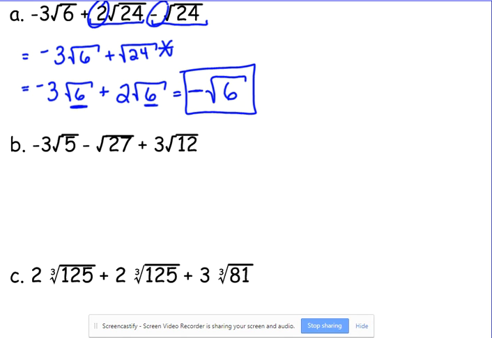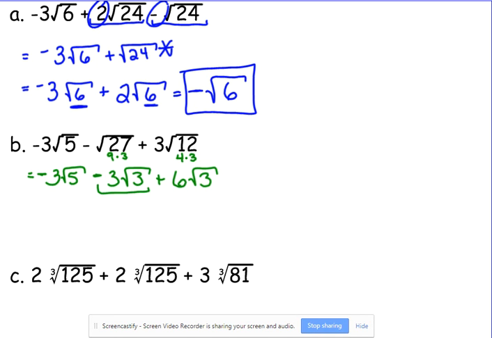Okay, let's look at example B. Negative 3 square roots of 5. Can we simplify that square root? No, so we just bring it down. Square root of 27. 27 is 9 times 3, so the square root of 9 is 3. So that's 3 square roots of 3. 12 is 4 times 3. The square root of 4 is 2. We multiply it by the 3 in front. So we get 6 square roots of 3.